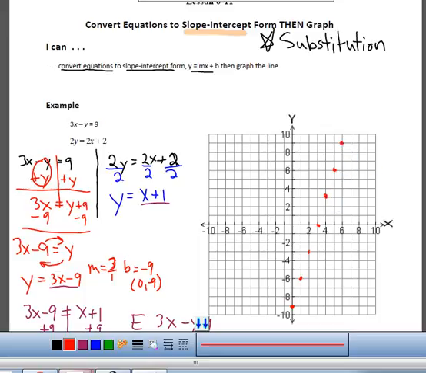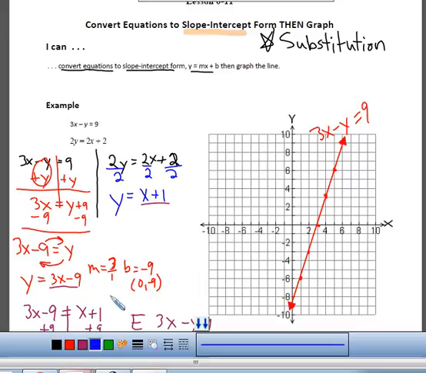And we're good. Now I'll connect my points. Make sure you use arrows. I'm even going to label my equation. This is the first equation, 3x minus y equals 9.